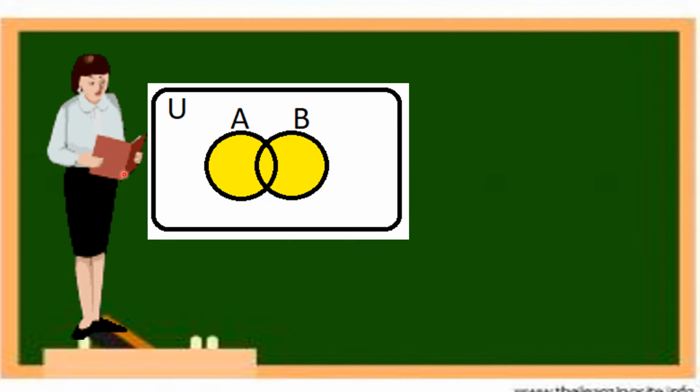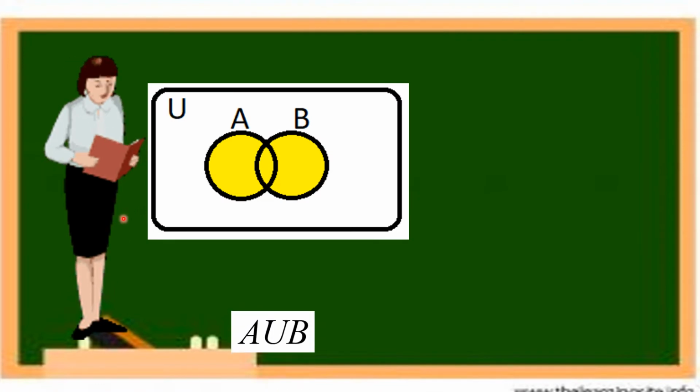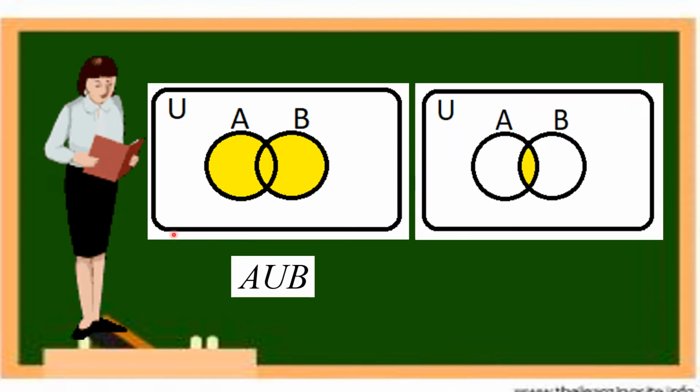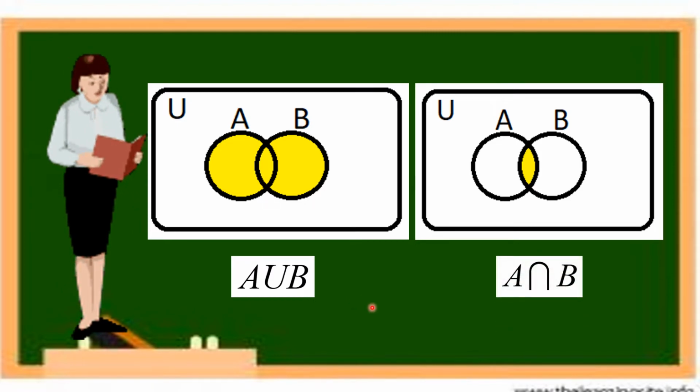We have the given Venn diagram. This Venn diagram is the graph of A union B. We have another Venn diagram. This is the graph of A intersection B.